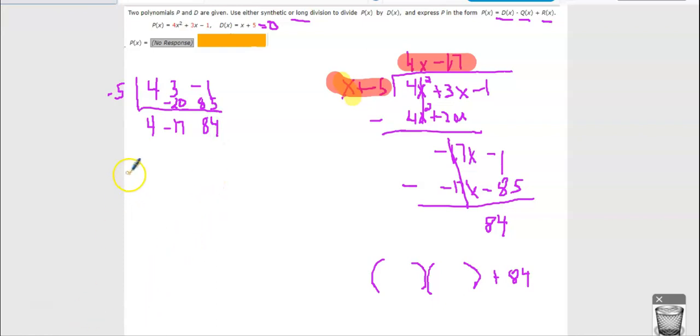So, what does this mean? What do those numbers mean? Well, I started off with 4x squared, so now I divided it by x plus 5. So this is 4x minus 17. It's an 84 remainder. Remember, we divided by x plus 5. So you still get the same answer. See, this is superior because look how little work I have to show instead of all of this. I love synthetic. It's way faster.